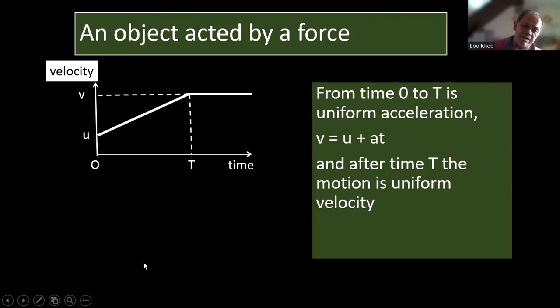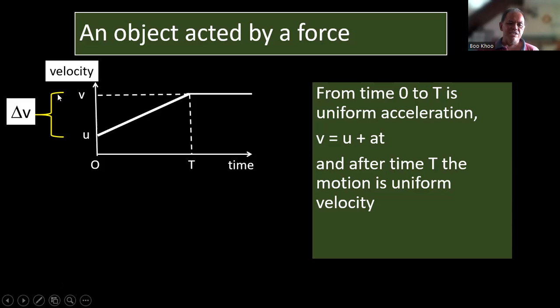Okay, this is an object acted on by a force. This one you study under motion. You should be able to read the graph. This is the initial velocity. This is the final velocity. This is the time, capital T, where it has an acceleration. After that is uniform velocity. So from time 0 to T is uniform acceleration. That's why acceleration is a gradient. This is X, this is Y, this is a y-intercept. So you should be able to read this graph.